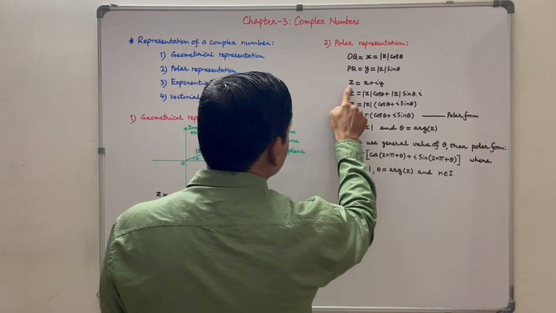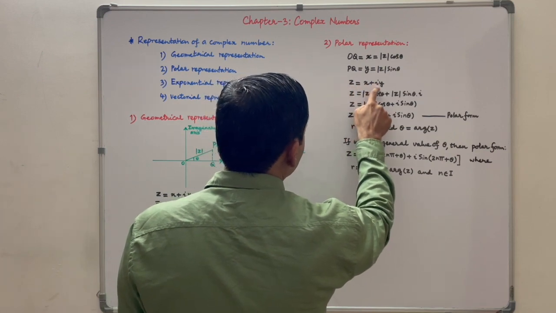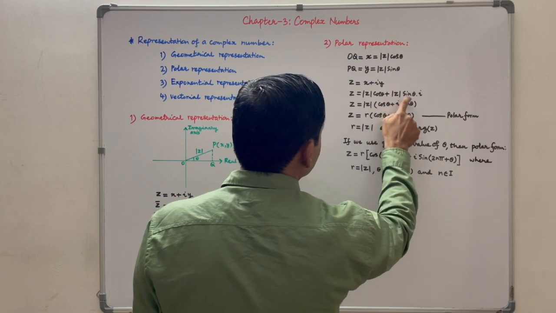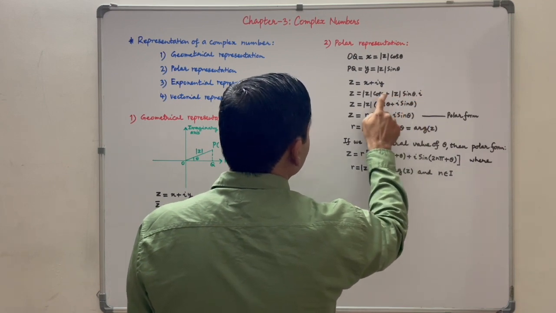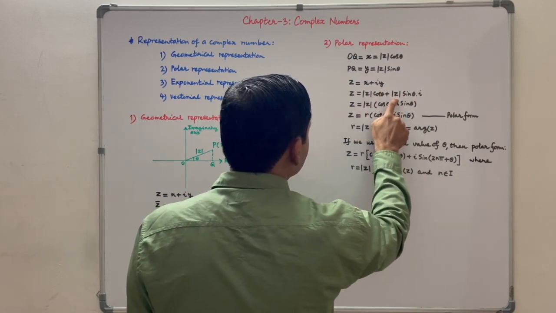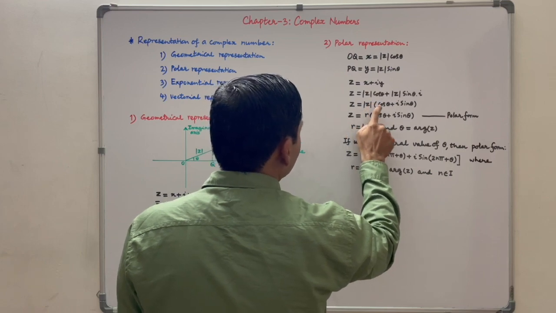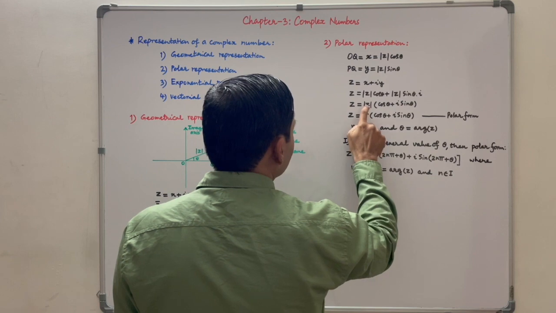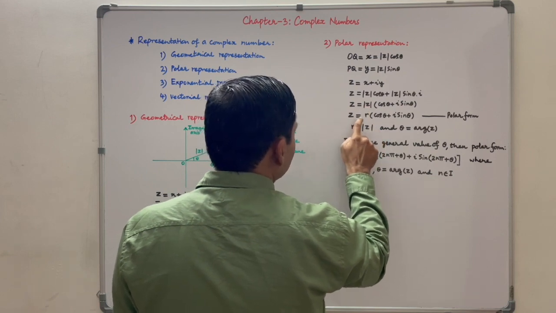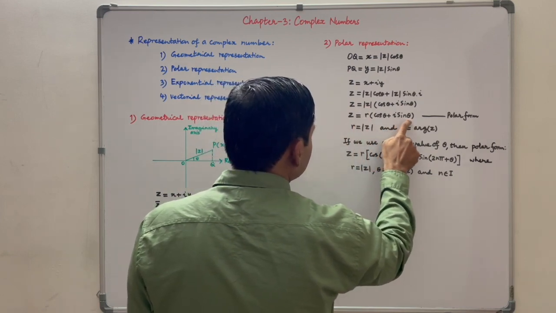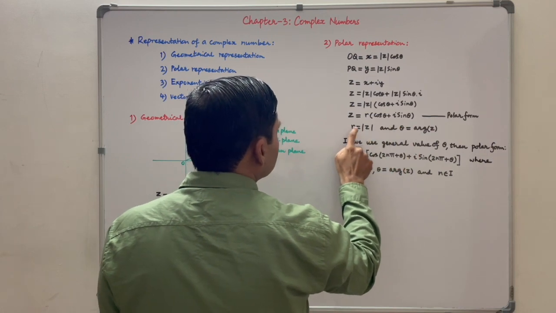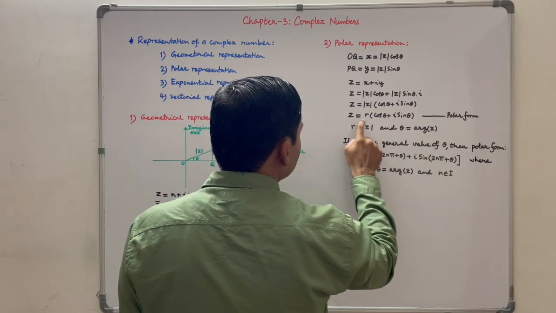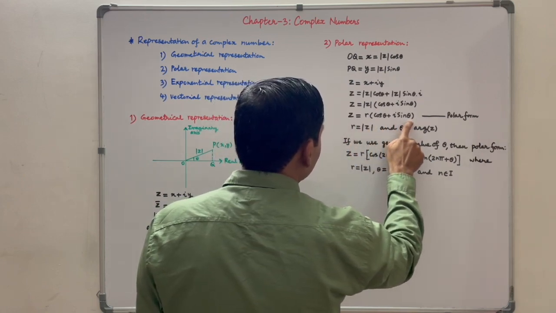So complex number z = x + iy can be written as |z| cos θ + |z| sin θ into i. Take |z| common in both the terms. So it will be |z| into (cos θ + i sin θ). Write r in place of |z|. So z = r(cos θ + i sin θ), where r = |z| and θ is argument of z. This is called the polar form.